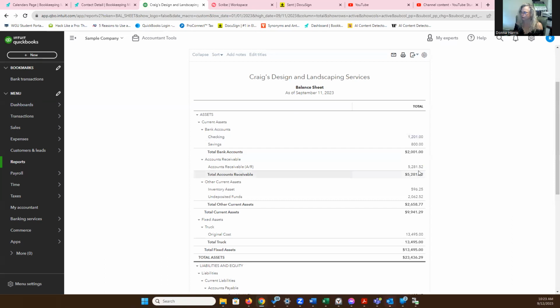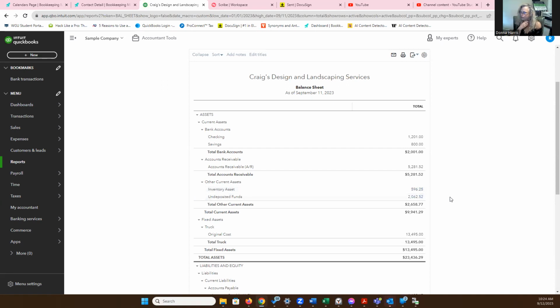This sample company also has $5,281 in accounts receivable. So they have money that they need to collect from customers that is sitting there in accounts receivable. You notice that is its own asset. We have some other assets over here. We have an inventory asset. So they have inventory or supplies that they're keeping in inventory, not quite $600 worth. They've got that stored somewhere in order to not have to order in new supplies, right?